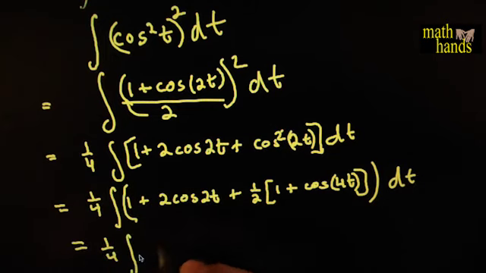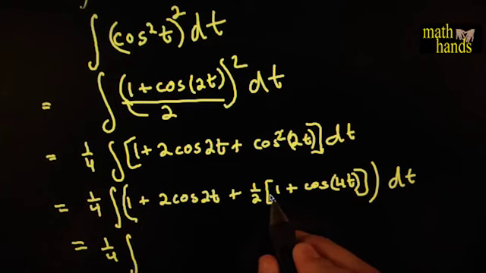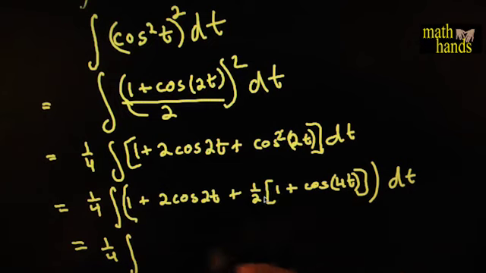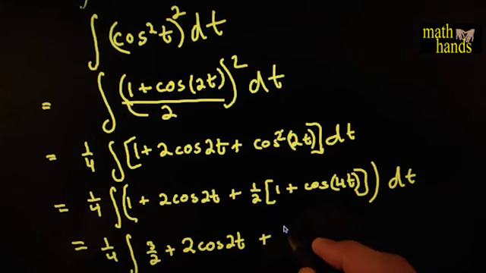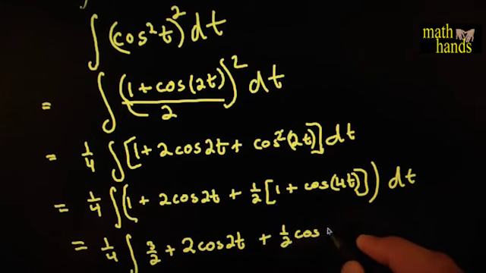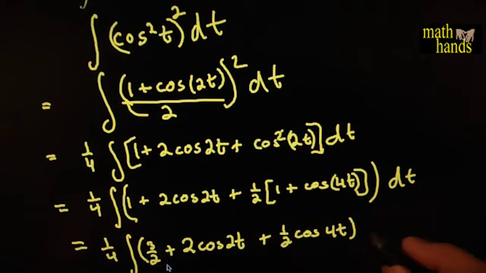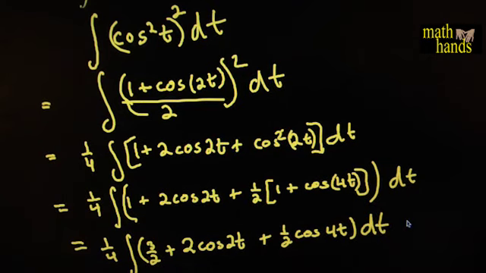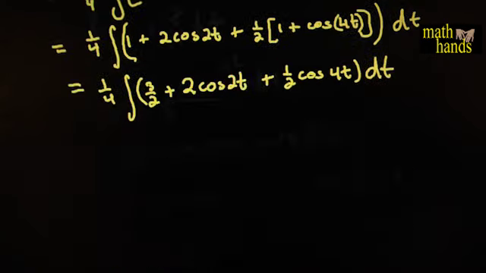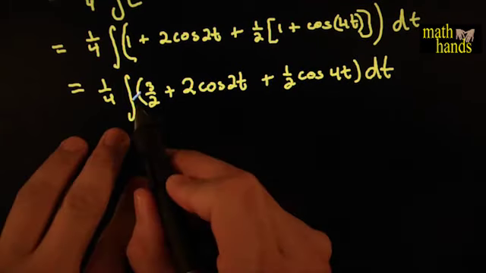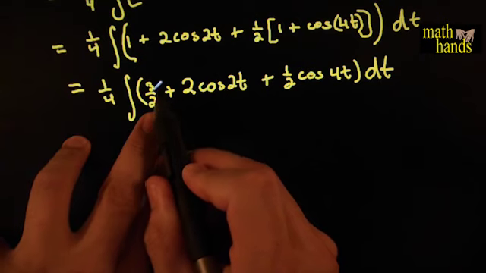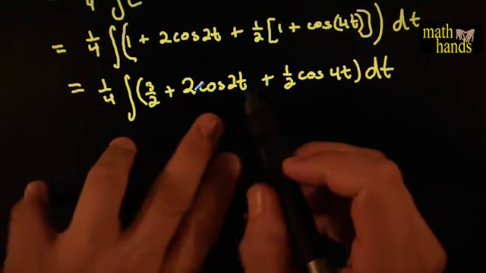Let's clean it up some more. This would be 1/4. I got 1 plus a half here. That would be 3/2. Plus this one, this would be 2 cosine 2t plus a half cosine 4t dt. Now look at how fun. This one now looks to me like a very, very doable one, because the 3/2 will be super easy. That's basic. It'll be 3/2 t.